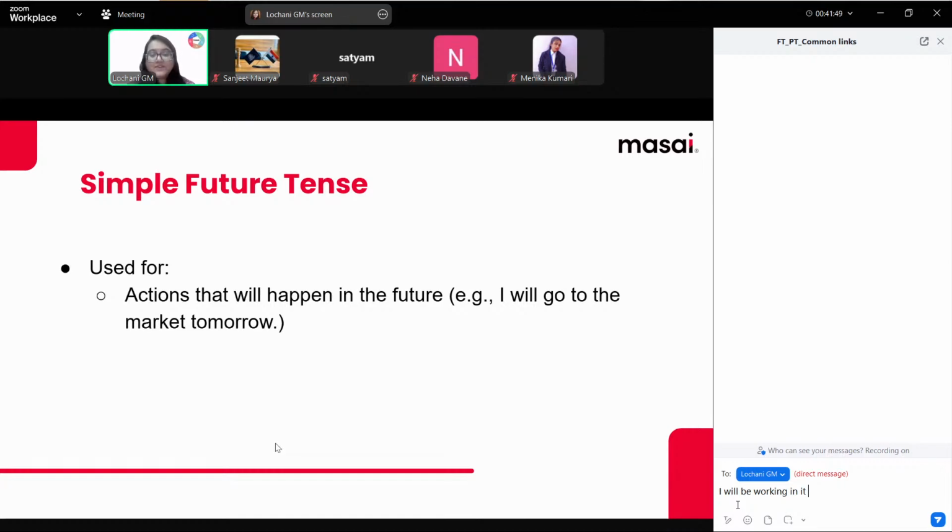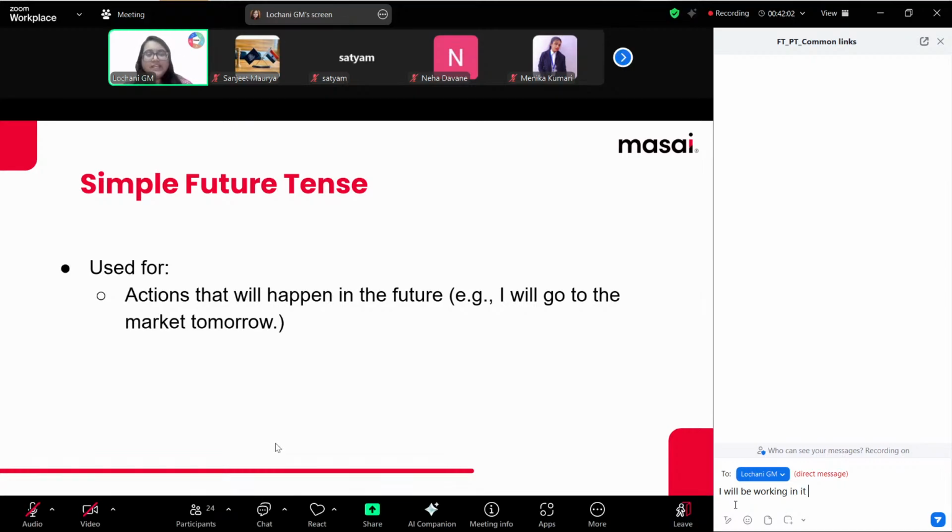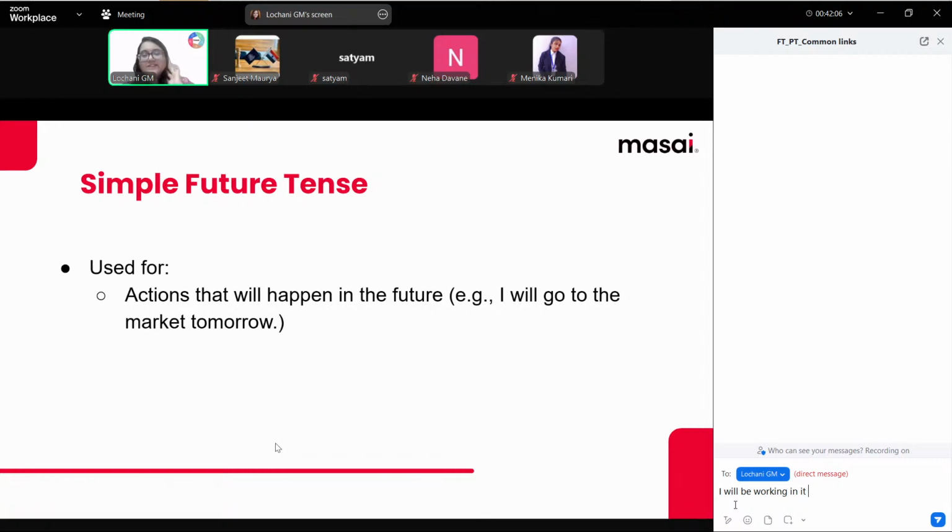I will be a successful trader in the future, says Pranav. Okay, that's nice. Rajeshwari says I'll become a software developer by next year. That's good, Rajeshwari. I will be going to a party tonight, says Satyam. Okay, this would be future continuous tense. Your sentence is correct though. It is that, try giving a sentence in the simple future tense about what you will do in the future.